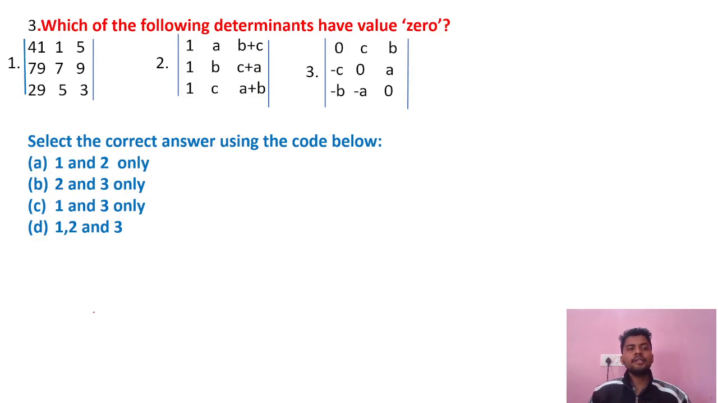We have to find what? Let us see which of the following determinants have value 0. So we have to find the value of the determinants. Let us see whose values are 0 or not. So what we have to do? We have to use the properties of the determinants.